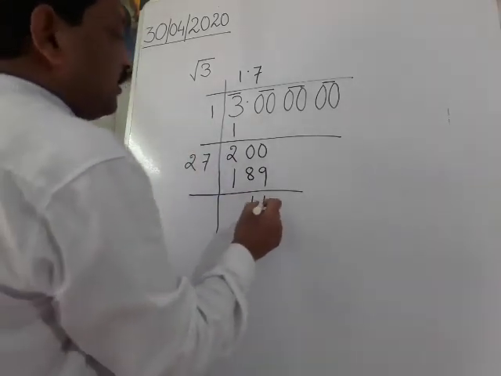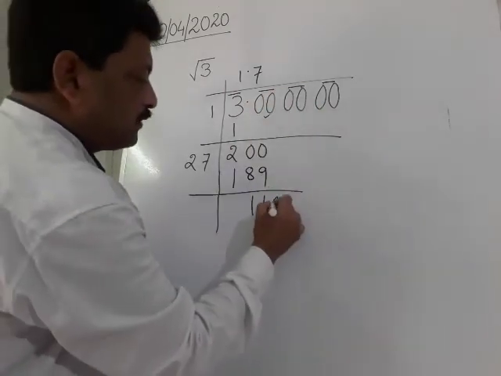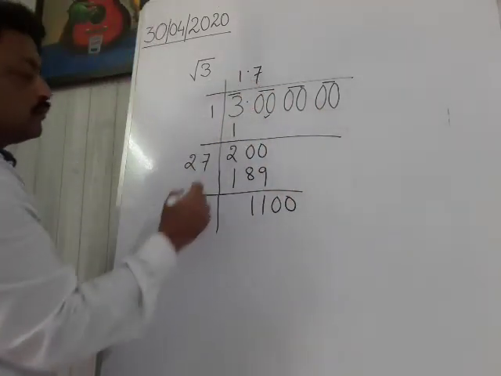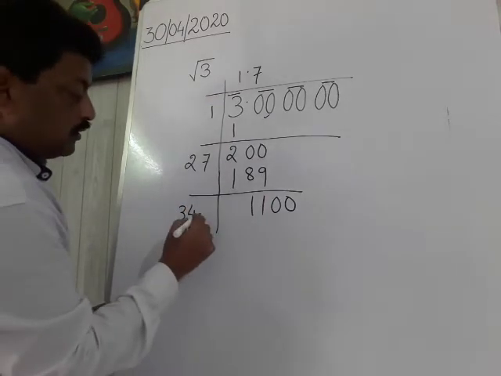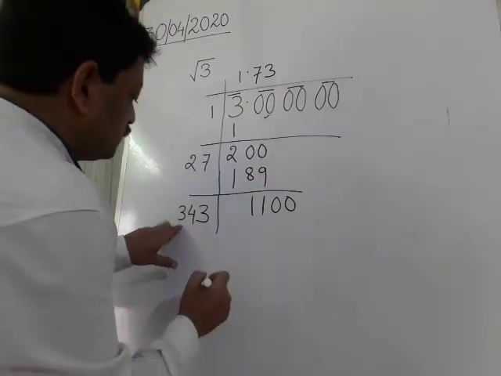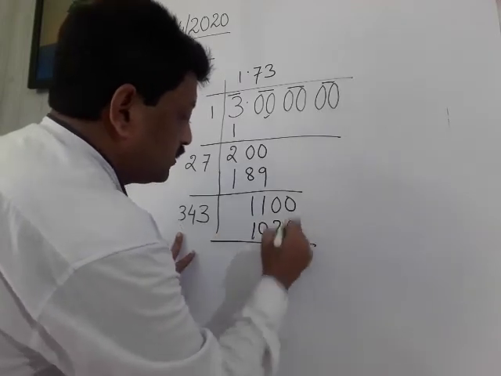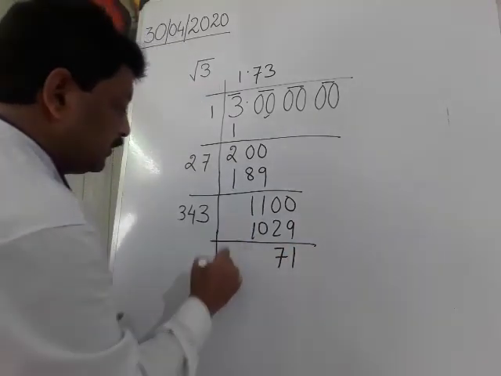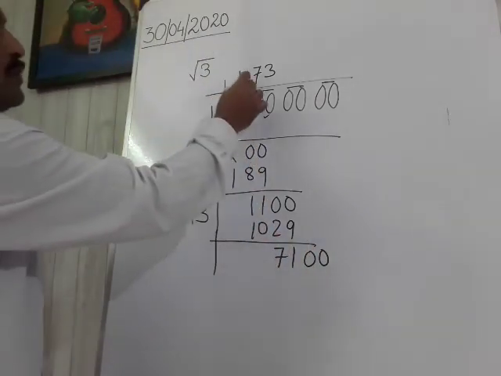Now again see, this group is finished. Then the next group will come down. Here it is 1 7. So double will be 3 4. Then maximum I can take 3. So 3 here. So it is 1 0 2 9. The remainder is 71. The last group will come down. It is 1 7 3.